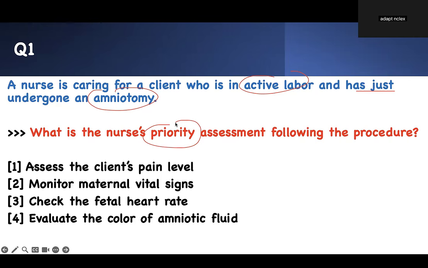Remember, the amniotic fluid surrounds the baby, who floats in it. Whenever amniotic fluid comes out, there's one thing you should do. You should check for what? That's the answer choice. That's the key concept you have to use to answer the question. The options: assess client pain level, monitor maternal vital signs, check the fetal heart rate, evaluate the color of the amniotic fluid. The concept here is what?